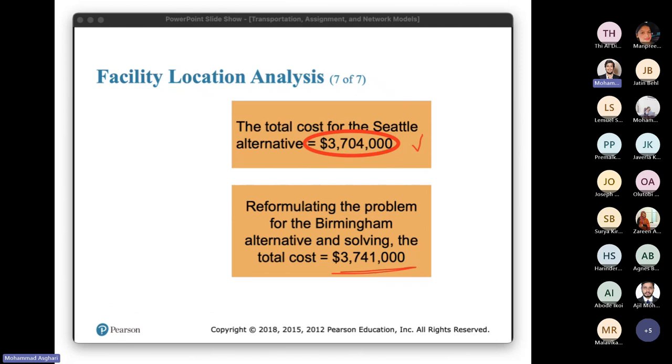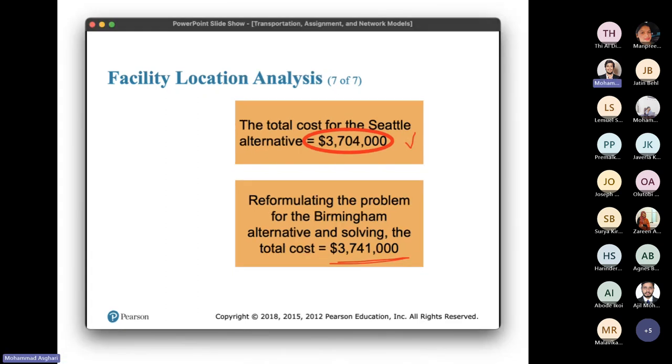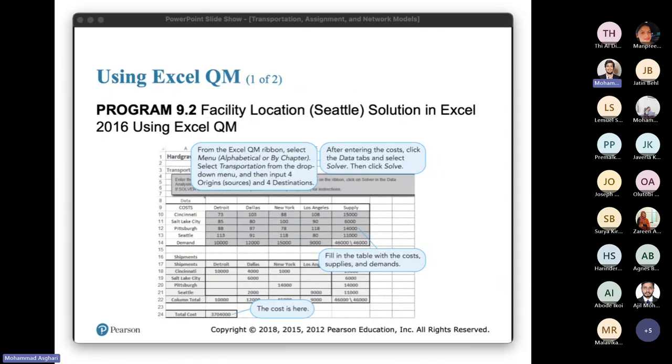So if I establish a new warehouse in Seattle, this one can minimize our cost. So I just decide to establish a new branch in Seattle. So this is Excel to solve the problem, and that's all for now.